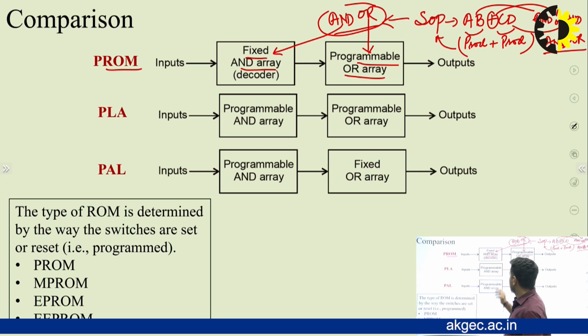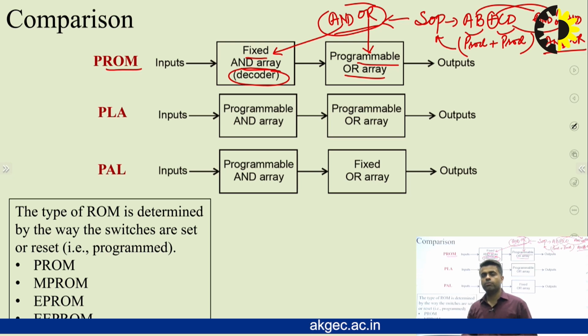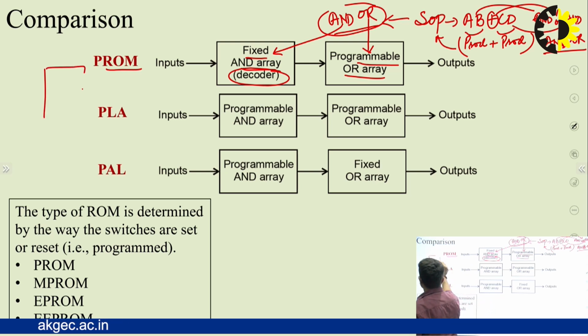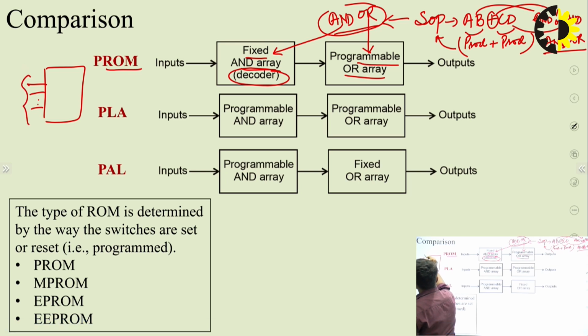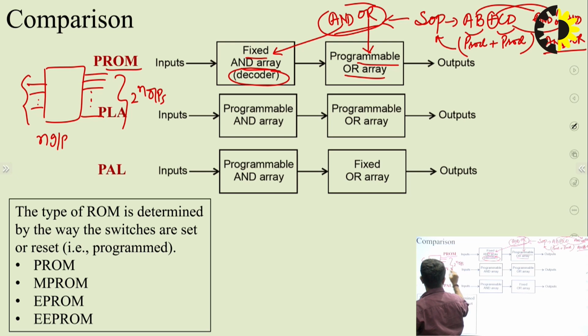Why is it fixed? Because we are going to use a decoder. If we recall, a decoder is a combinational circuit which has multiple inputs and multiple outputs, and the relation is: if there are n inputs, then there will be 2 raised to power n outputs. So this becomes an n cross 2 raised to power n decoder.